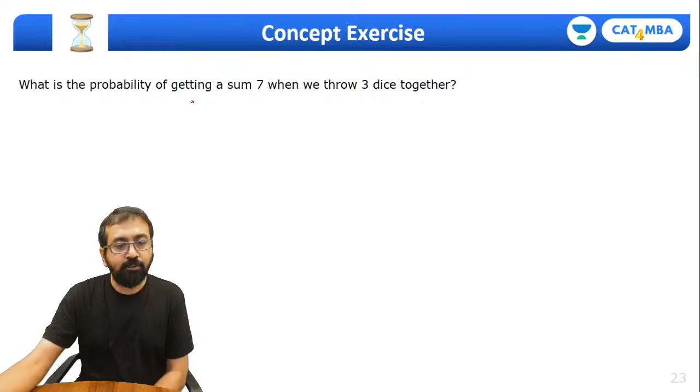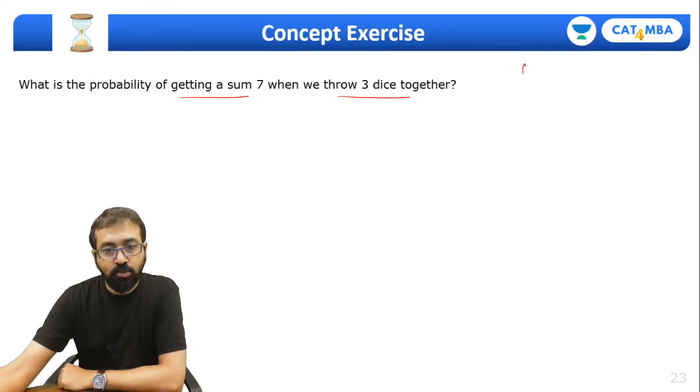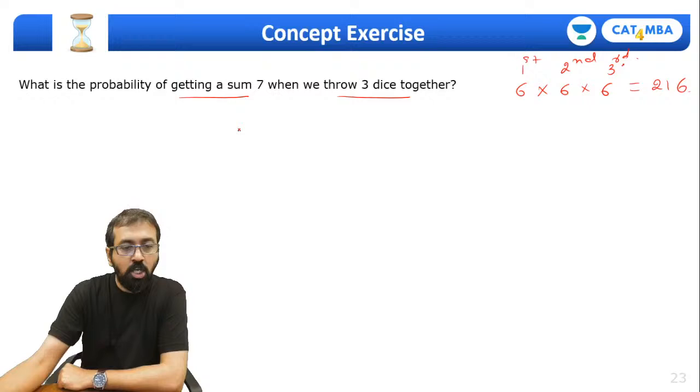What is the probability of getting sum 7 when we throw 3 dice together? First of all, when we throw 3 dice together, first dice, second dice and third dice, there will be 6 outcomes for each. In total there will be 216 outcomes. So my denominator is going to be 216.